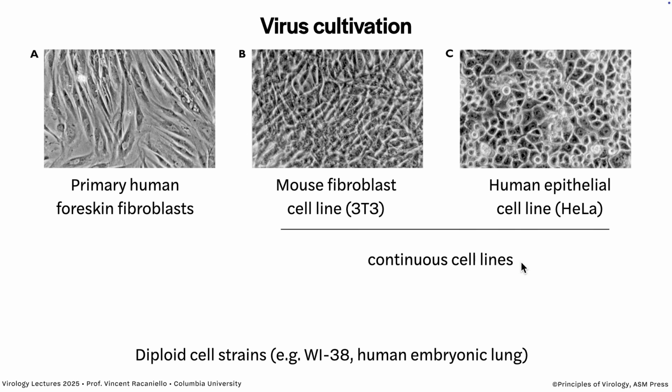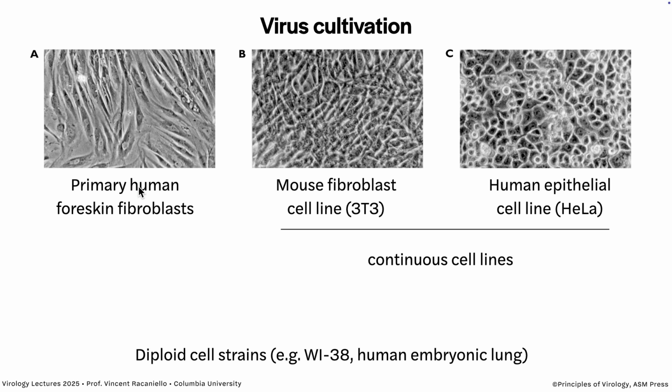And today it's routine. We often use different kinds of cells to propagate viruses. And the three different kinds are shown here. We have primary human foreskin fibroblasts. These are just a subset of the many different kinds of cells that we use.